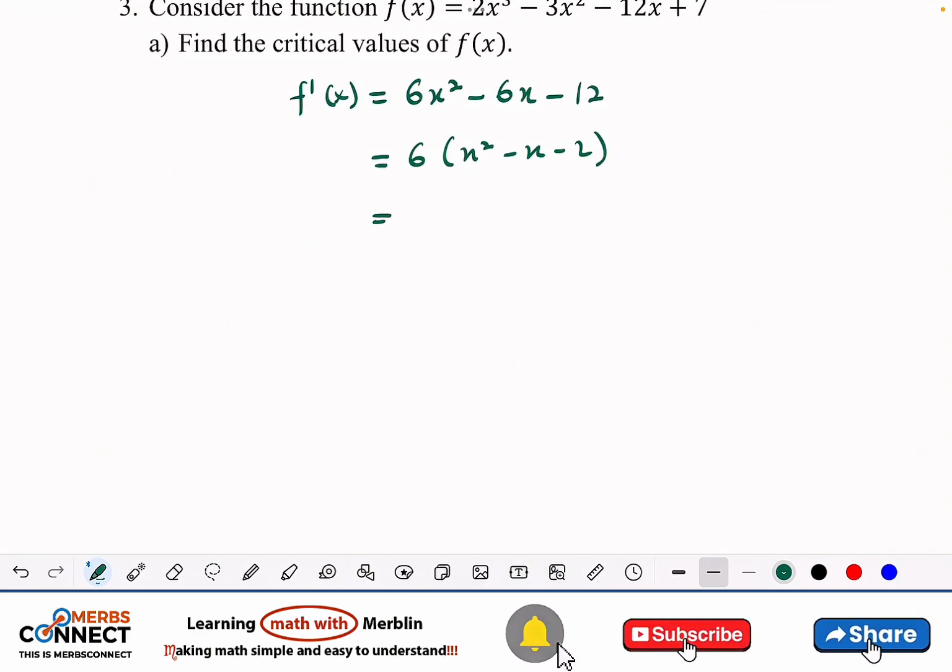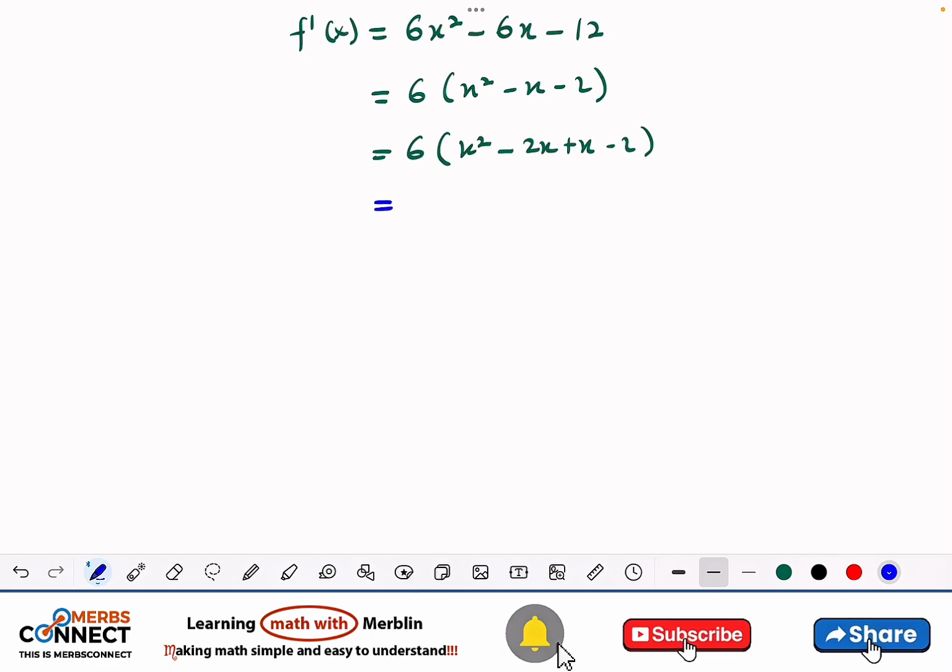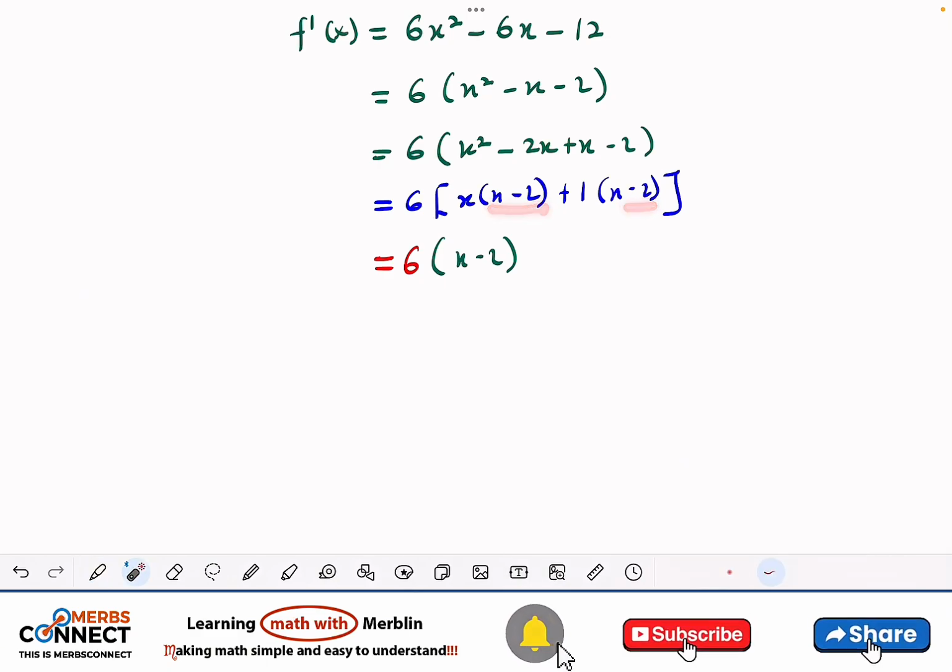So let's try and factor it. I need two values that, when I multiply, give negative 2, and when I add, give negative 1. So this is the same as x squared minus 2x plus x minus 2. Factoring out x, I have x minus 2, and this will be 1 times x minus 2. So I'm going to have 6, and x minus 2. When I factor out x minus 2, I'm left with x plus 1.